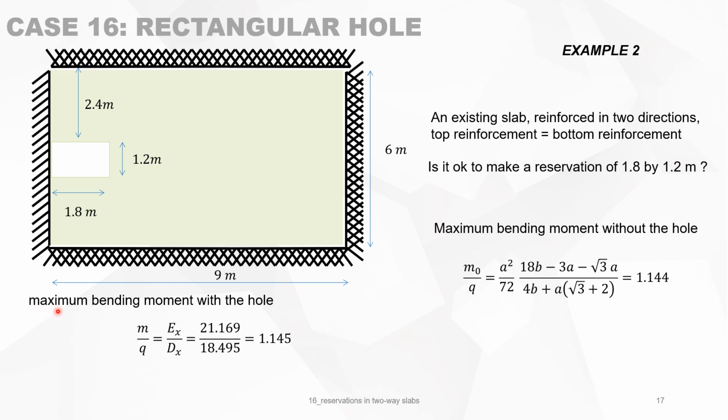Now we can calculate the maximum bending moment with the hole. That's M over Q, or EX over DX, and gives you 1.145. So this means that the bearing capacity is more or less equal to 100%. So there's no loss at all of bearing capacity. So yes, you can make a quite large hole or reservation in the slab without touching the bearing capacity of the slab.